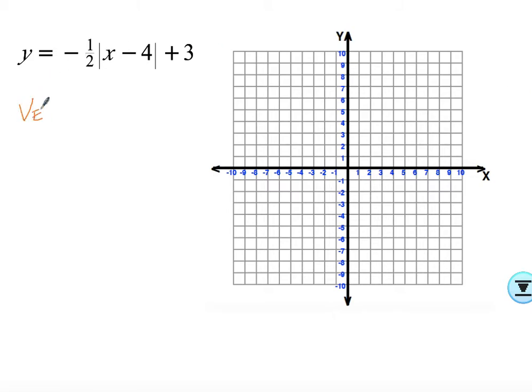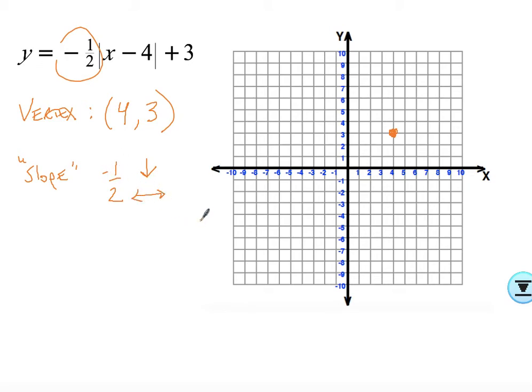Okay, start with your vertex. We're going to do the opposite of what we see inside there. I see a negative 4, so the opposite would be a positive 4. I'm going to keep this number on the outside the same. So my vertex is (4, 3). Put your dot there at (4, 3). Then my slope is the number out in front, this negative 1/2. That means I'm going to move down because I have a negative 1, and then I will be moving over 2.